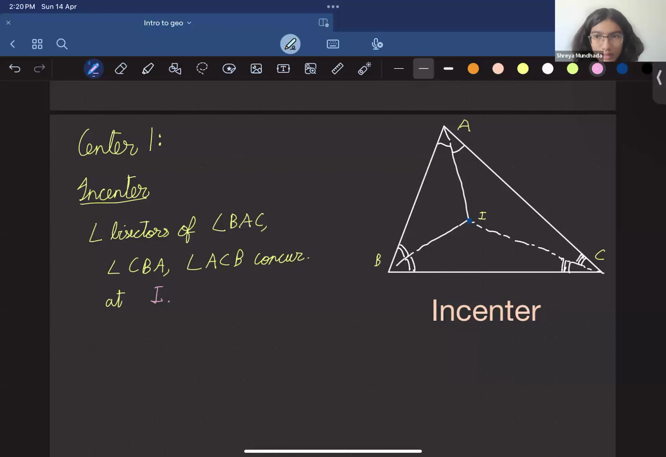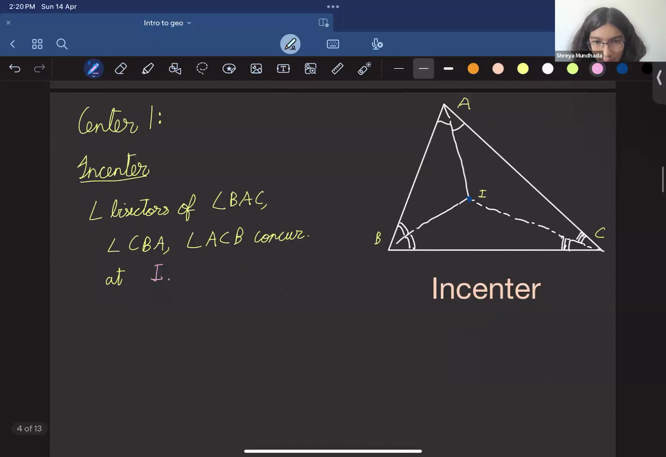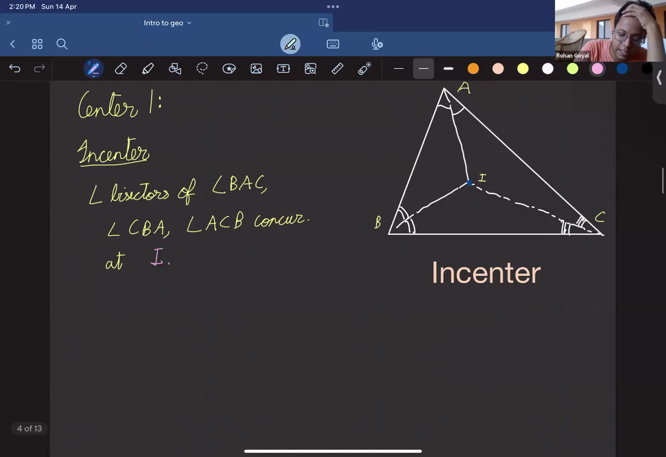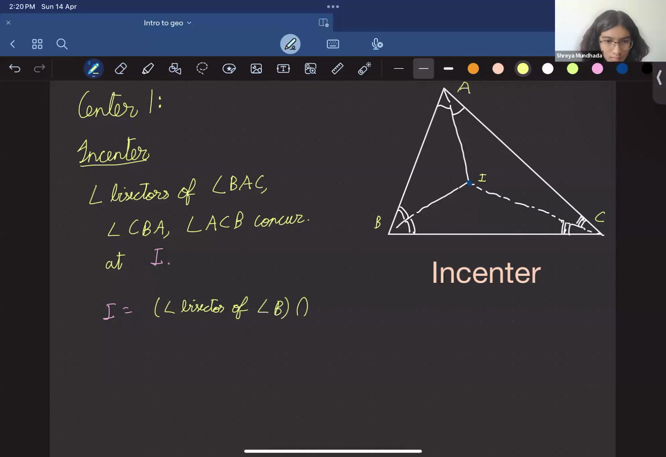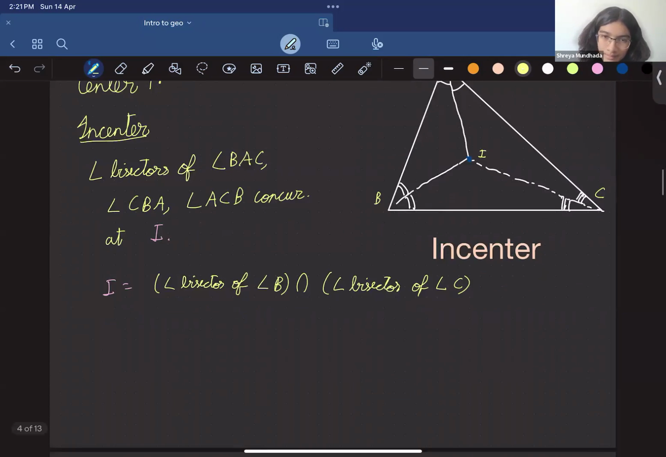So if we take I to be the intersection of two of the angle bisectors, of angles A and B. Okay, so I is equal to the angle bisector of angle A. Let me then do the distance. Since it's on the angle bisector of A, the distance from AB and AC is the same. If we draw perpendiculars, then the distance from AB and BC is the same.